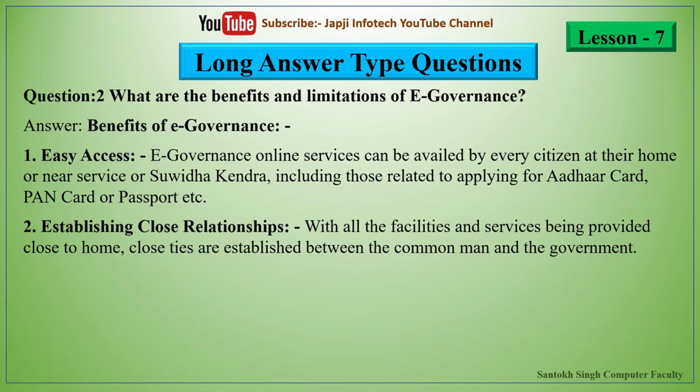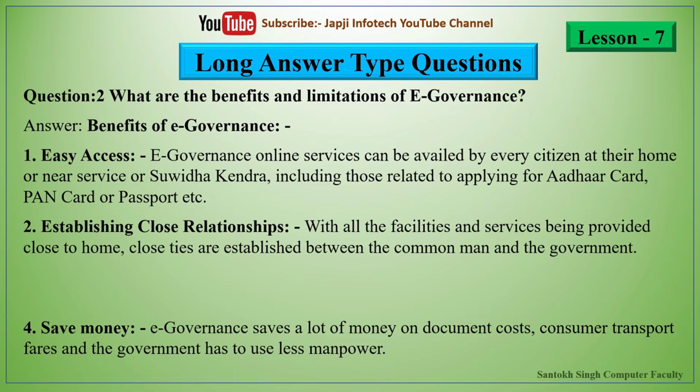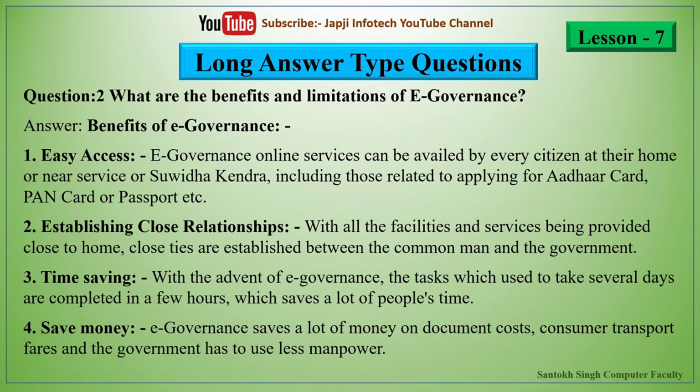Second one is establishing close relationship. With all the facilities and services being provided close to home, close ties are established between the common man and the government. Third one is time saving. With the advent of e-governance, the tasks which used to take several days are completed in a few hours, which saves a lot of people's time.